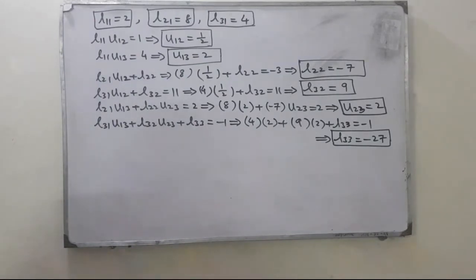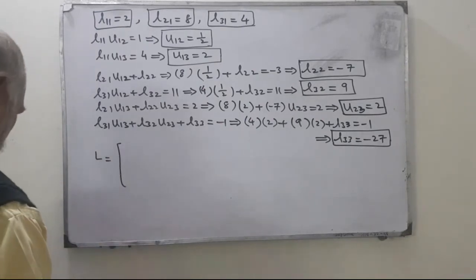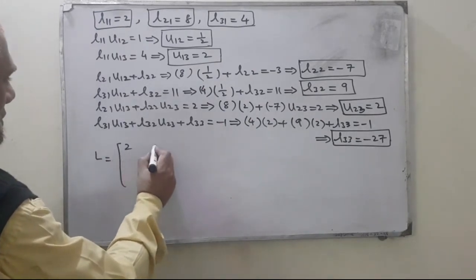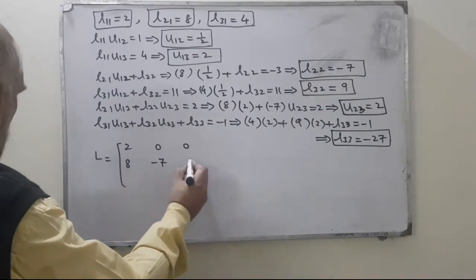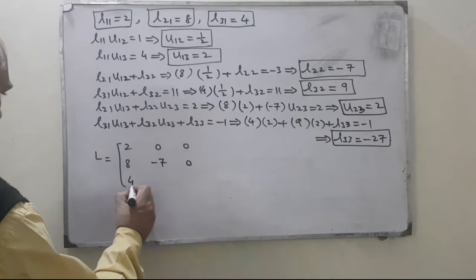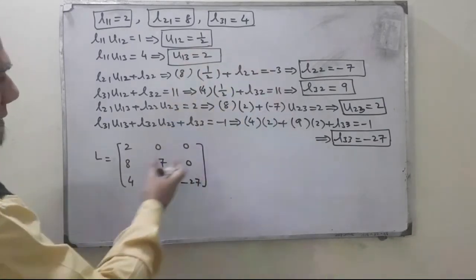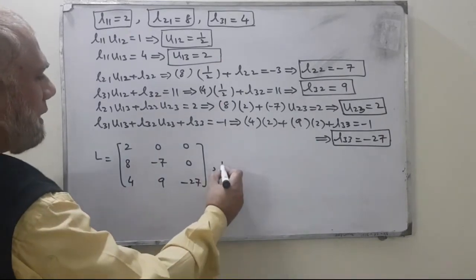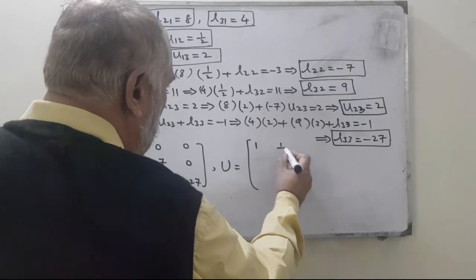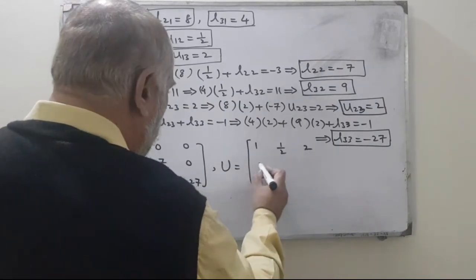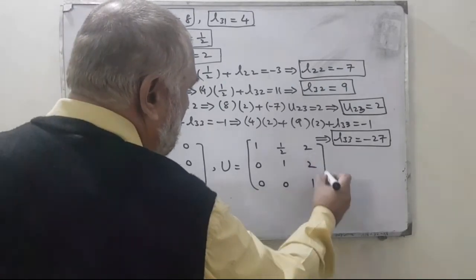Okay, now we write all these entries we have obtained so far in the form of L and U. L is 2, 0, 0, 8, -7, 0, 4, 9, and -27. From here we have written down this one. Similarly, the matrix U is 1, 1/2, 2, 0, 1, 2, and 0, 0, 1.